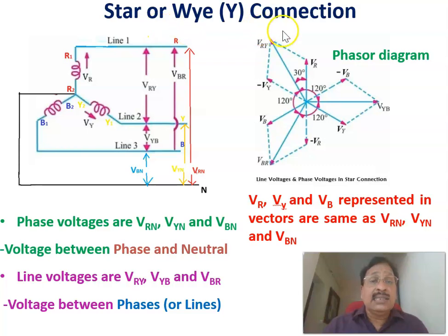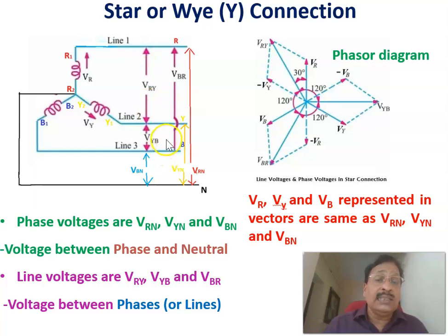Now let us see the star connection or Y connection. Here, this is a star connection: R1, R2, Y1, Y2, B1, B2. Therefore, R2, B2, Y2 are joined together, and this is the neutral conductor. This is the R phase, this is the Y phase, and this is the B phase.